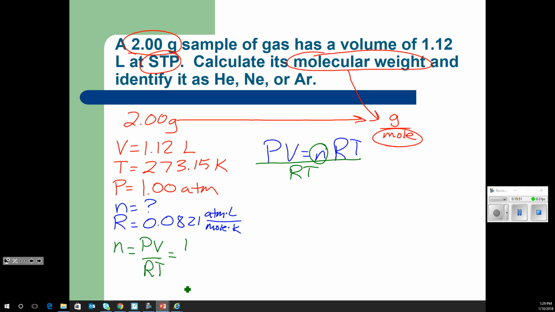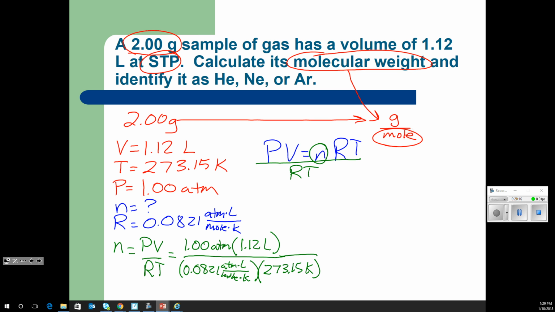So 1.00 atm times 1.12 liters divided by 0.0821 atmospheres times liters divided by mole times Kelvin, times the temperature, 273.15. Okay. Double checking, Kelvins cancel, atmospheres cancel, liters cancel. I'm left with moles. Yep, that's what I want.